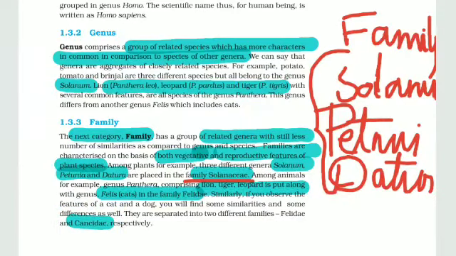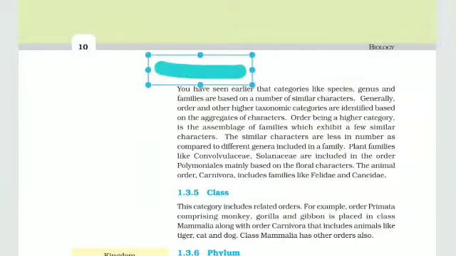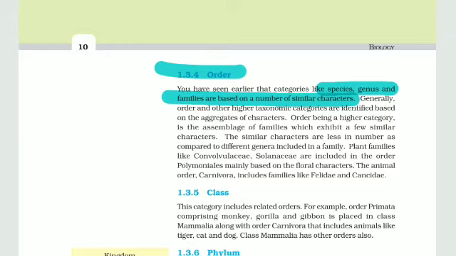I hope you understood. So we move on to the next category, that is order. In this order, we have seen earlier that species, genus and families are based on similar characters, the same characteristics. For example, for a lion, it belongs to species.